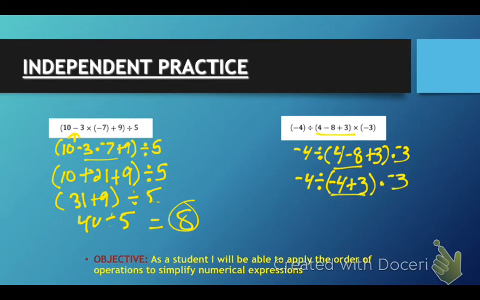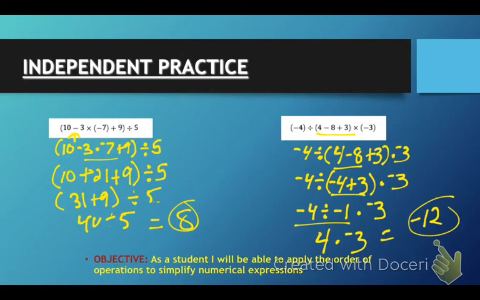Negative 4 plus 3 is negative 1. Negative 4 divided by negative 1 times negative 3. Negative 4 divided by negative 1 should have given you 4, times negative 3, which equals negative 12, and those were your answers. Hopefully you did those 2 correctly.